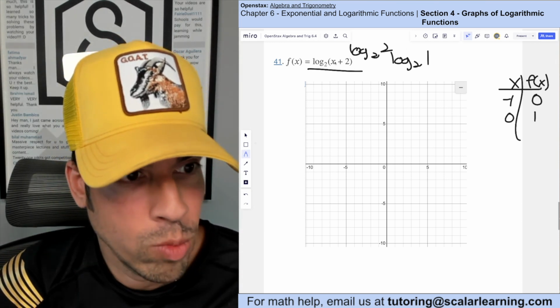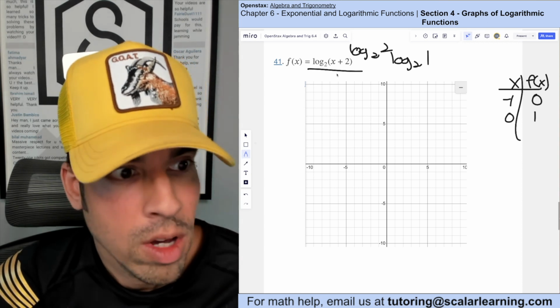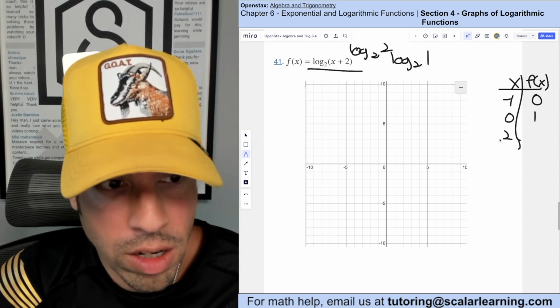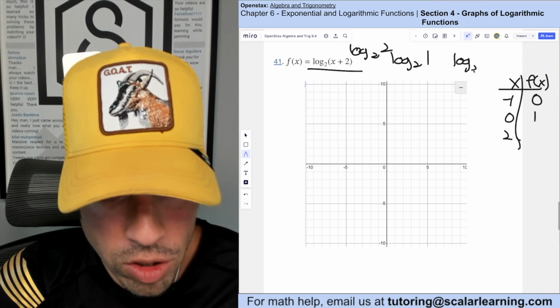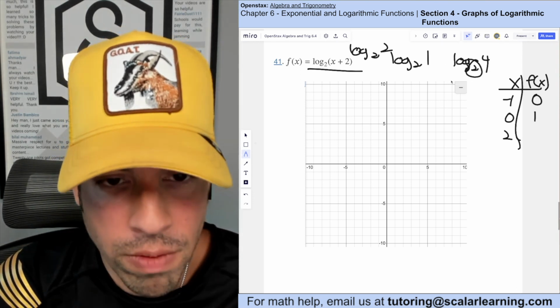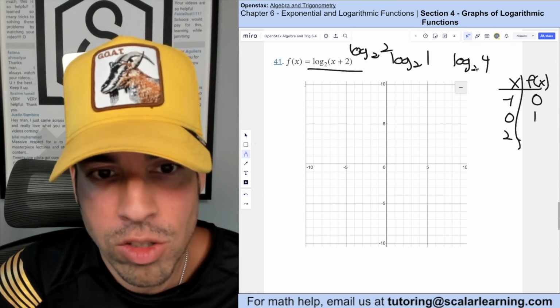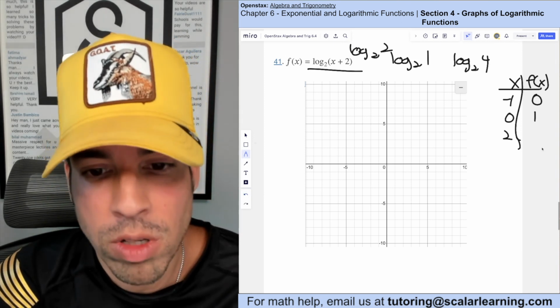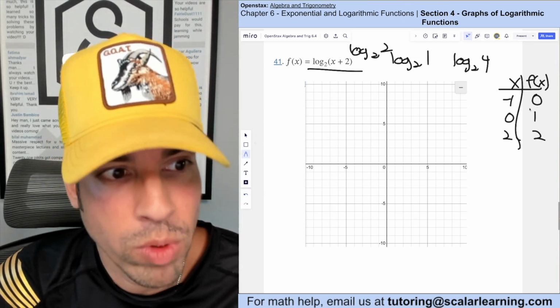And then we can do one more, maybe when x equals 2. Because when x equals 2, that's another nice point, because then we're taking log base 2 of 2 plus 2, which is 4. And I like that. I like powers of the base, because this says 2 to what power is 4? Well, that's a nice whole number of 2. So now I've got 3 really good points.